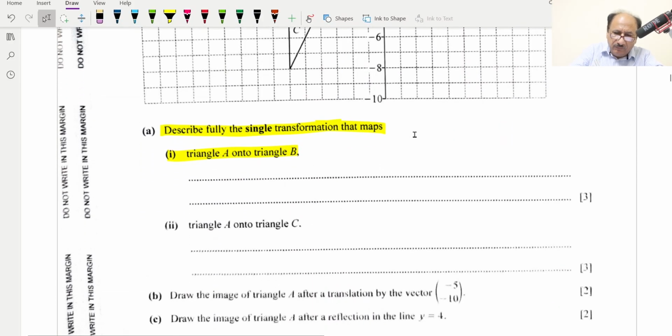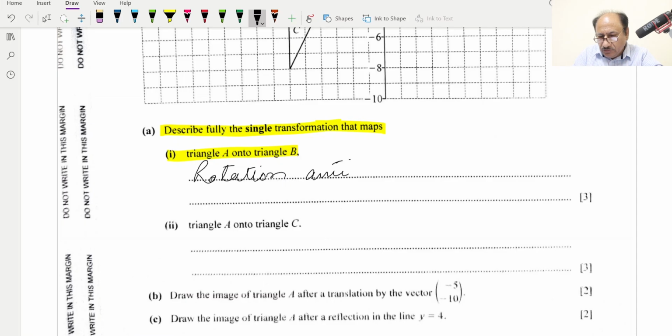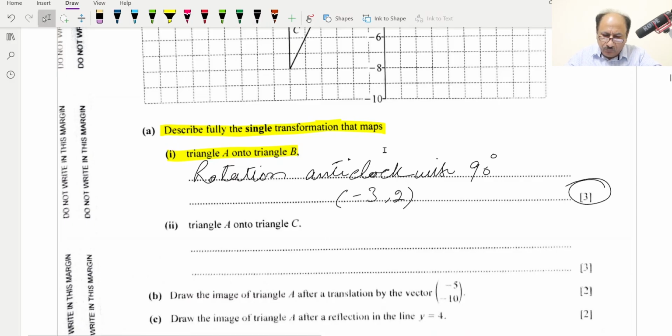And number 1 we will write here: rotation, anti-clockwise, and this is 90 degree, and center of rotation will be what? -3 and 2 will be center of rotation, and this is a 3-mark question. So you have to provide three things: rotation and anti-clockwise and 90 degree, and -3 and 2, which is center of rotation.